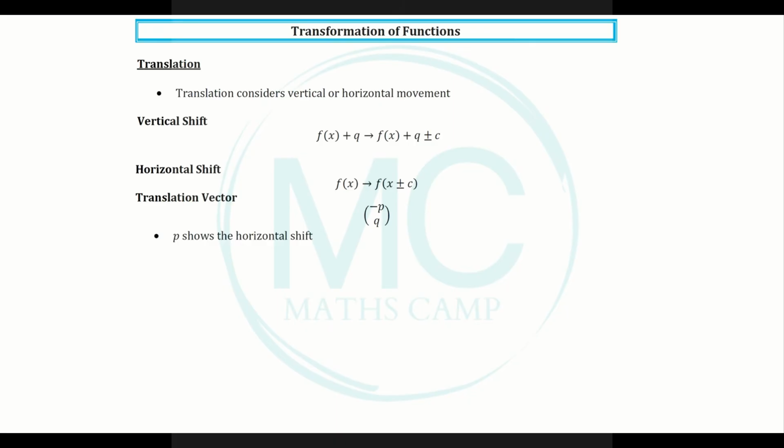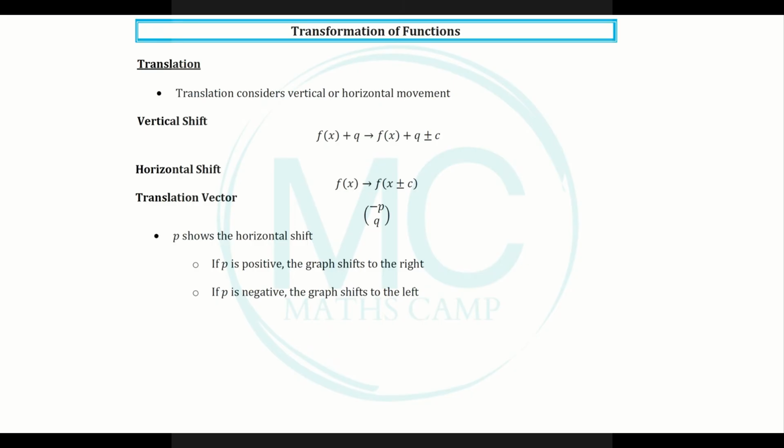P shows the horizontal shift. If P is positive, the graph shifts to the right. But if P is negative, the graph shifts to the left. Please be careful with this. It can become very, very confusing.